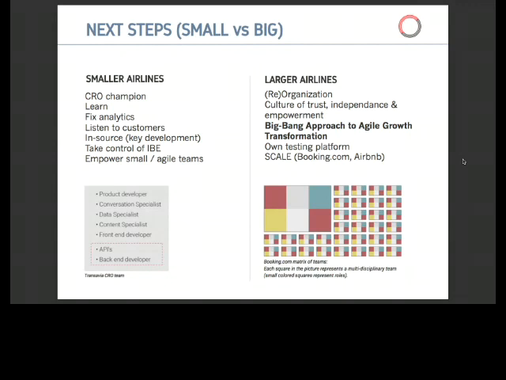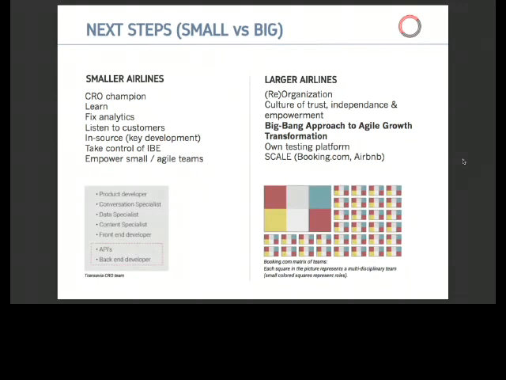And then they can start optimizing the first scenarios, the biggest scenarios like booking flows and other similar ones. And once they prove the ROI, and they for sure will, if they stick to the real CRO process, then they can get more resources to build new teams for different products. On the other hand, for the larger airlines, I said the main issue is the organization and building the right culture of trust, independence, and empowerment.